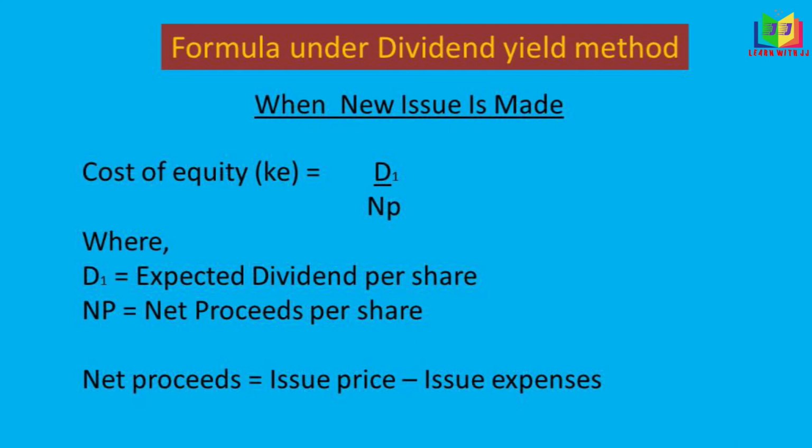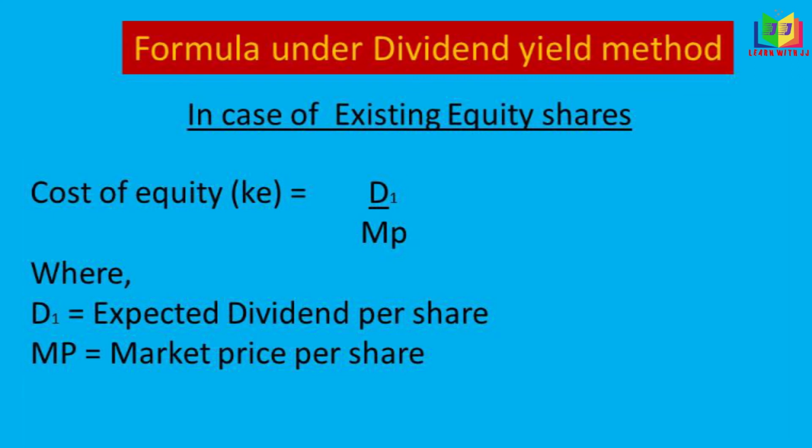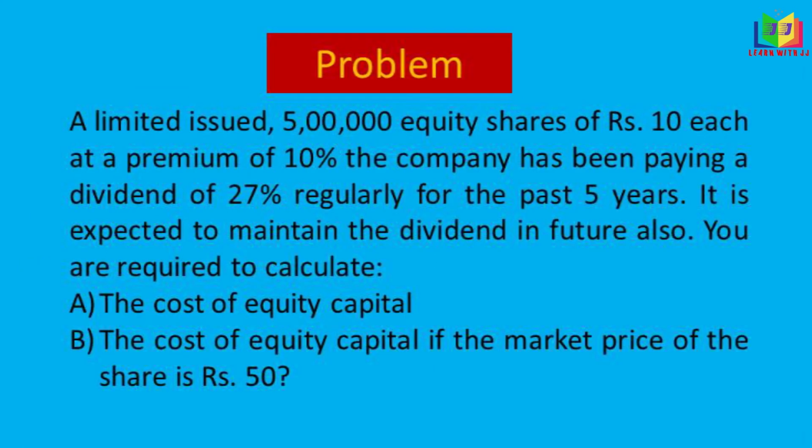And we have one more formula to calculate this cost of equity under this dividend yield method. That is, in case existing equity shares are there, the cost of equity is equal to D divided by MP. You already know what D is, that is expected dividend per share, and MP is nothing but market price per share. That is the market value of the share.